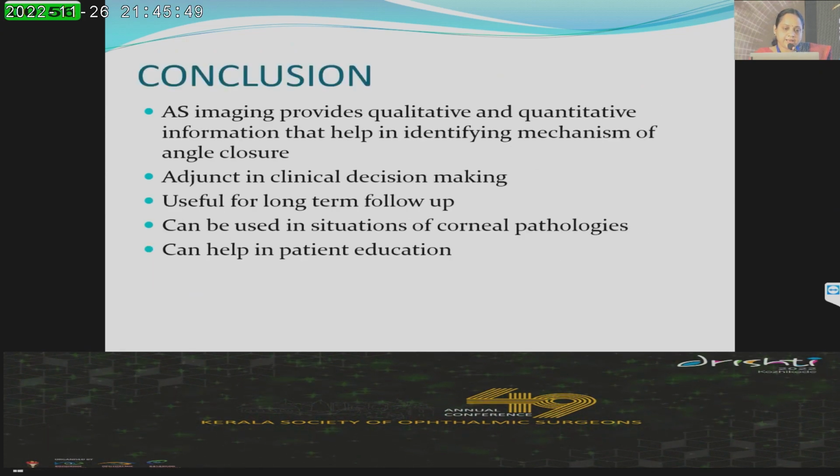So in conclusion, anterior segment imaging provides qualitative and quantitative information that helps in identifying mechanisms of angle closure. It is used as an adjunct in clinical decision making. It is useful for long-term follow-up, can be used in situations of corneal pathology, and can help in patient education.